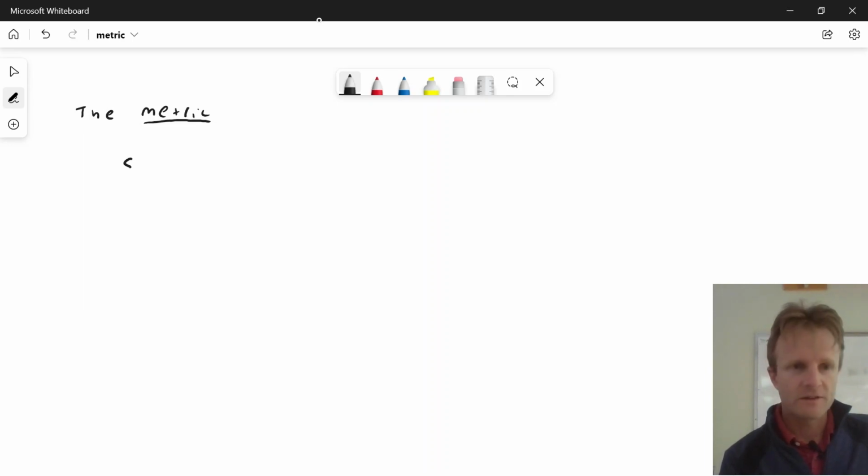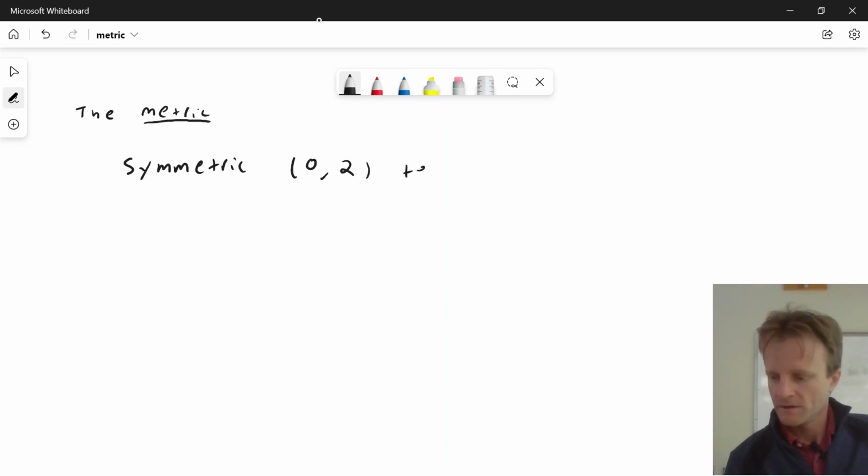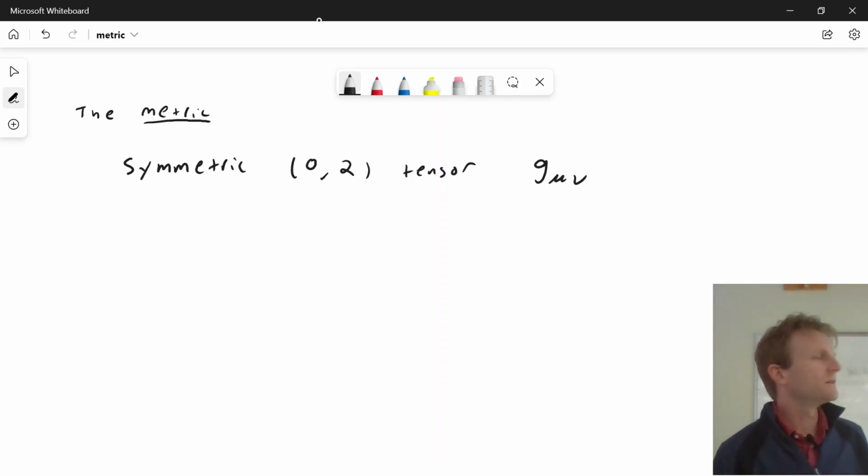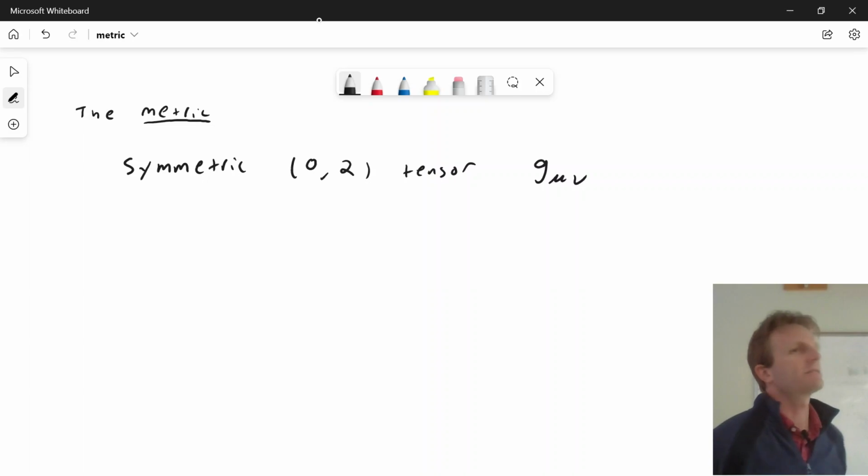So here's what the metric is. It's a symmetric rank 0, 2 tensor. And so its components are g mu nu. Now, we called the metric eta in flat space-time, and eta is going to continue to be an expression for the metric in the special case of flat space-time in Lorentz frames. If it's not flat space-time in a Lorentz frame, then we're going to call it g mu nu. So we'll mostly be writing g mu nu. It also has to be non-degenerate, meaning its inverse exists.